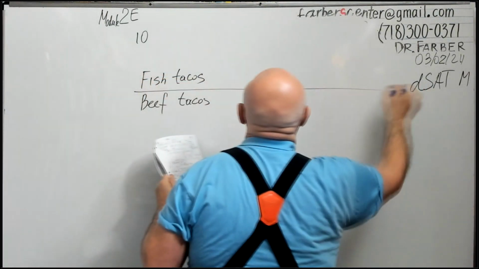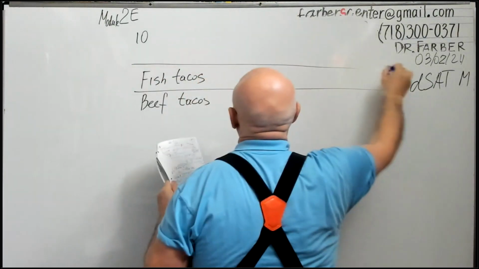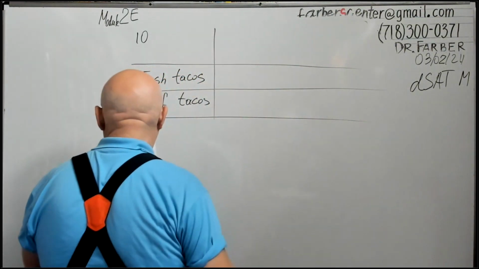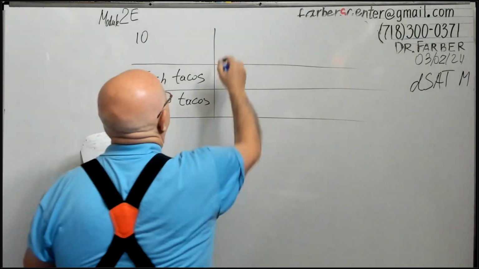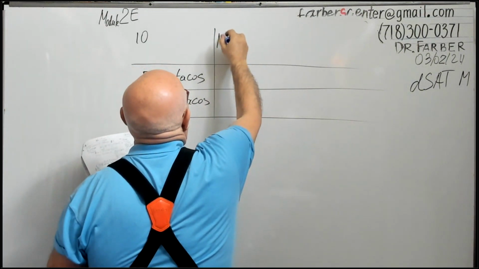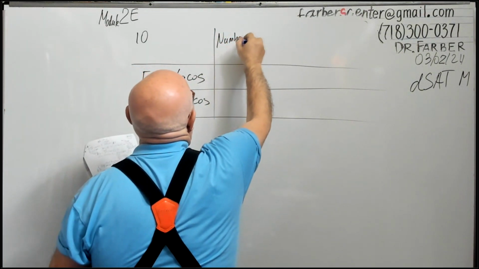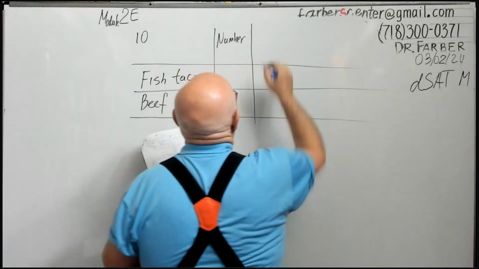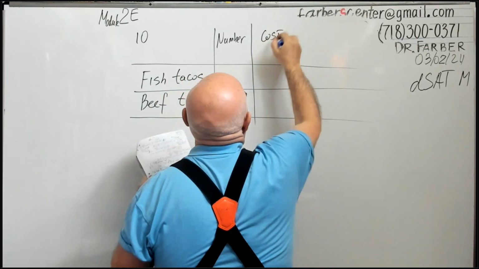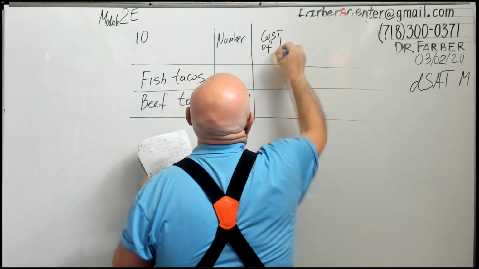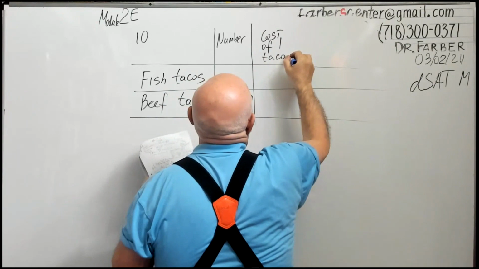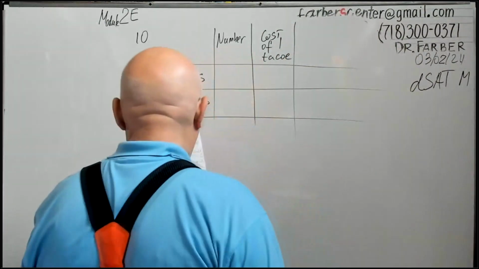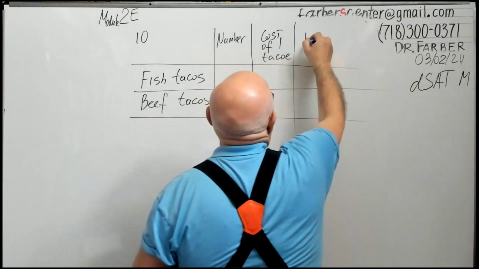And make a matrix. We have two objects and property. Read this problem. This is number or amount, number of these tacos. What else do you know? Cost of one taco. I don't know how to spell it. Or this taco. And total value.